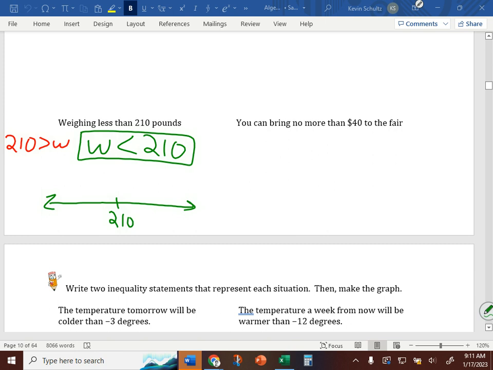Also, what about like 209.5? Is that a solution to weighing less than 210? Yes. If we start at 209, 209.5 would be to the right, right? But our graph is going to the left. Okay? So to show that it's not actually 210, this is where the open circle comes into play. Less than 210 still includes 209.5. It includes everything less than 210, but not 210 itself, because we want to weigh less than that. Okay.